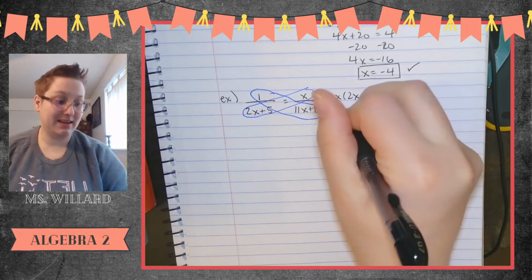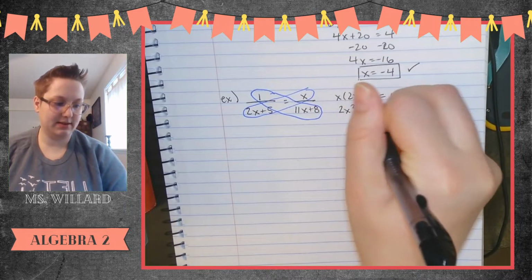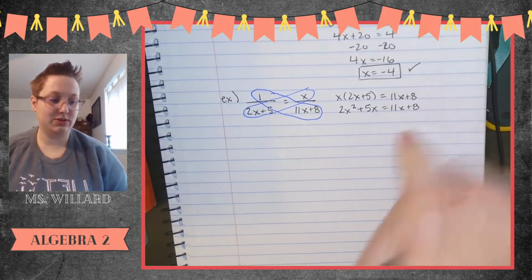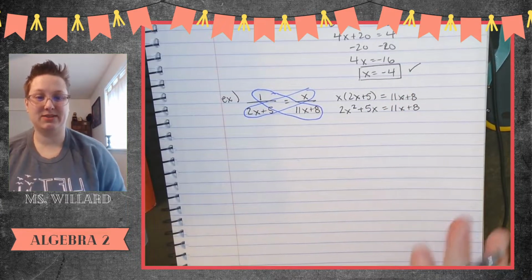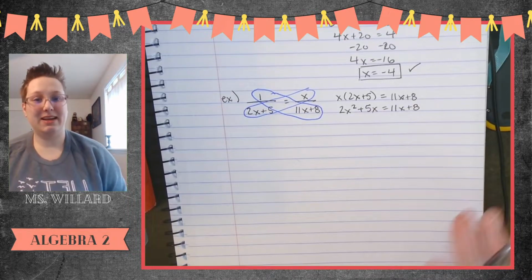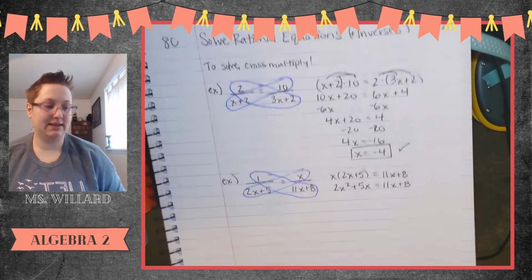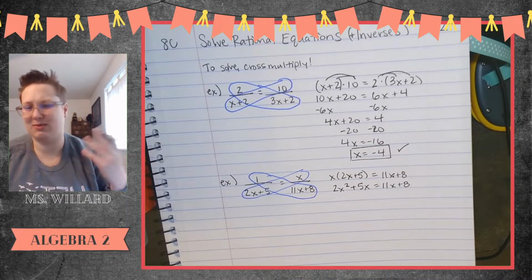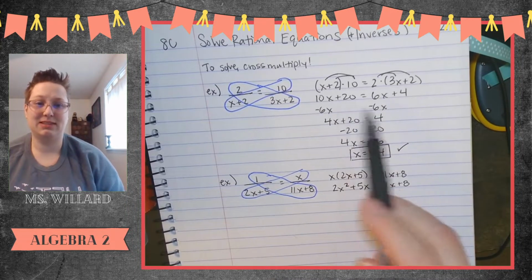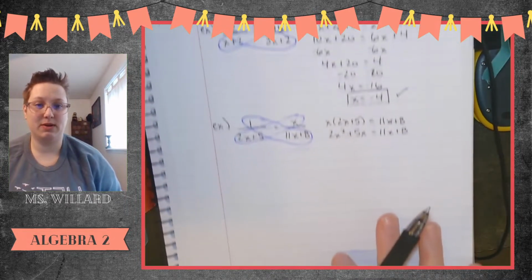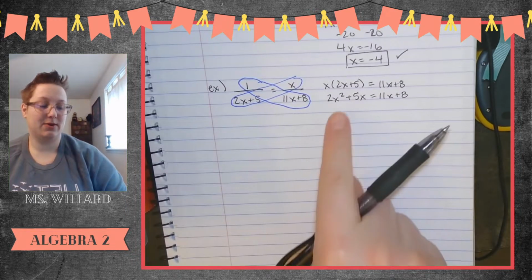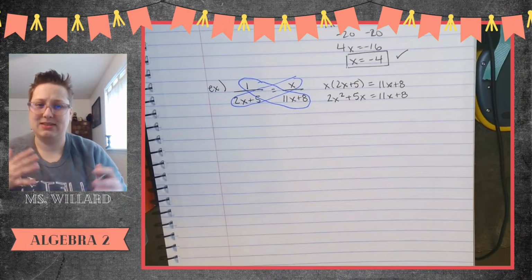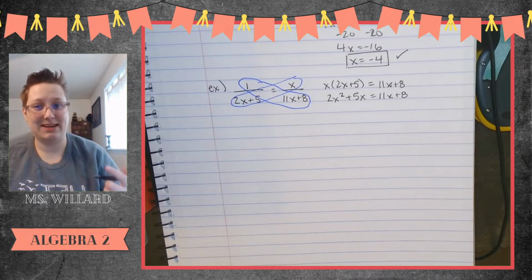If I distribute this x, I get 2x squared plus 5x equals 11x plus 8. So I have an x squared, so I probably have 2 answers. Let's just see what they are. Now, in the last one, I only had normal x's, no x squareds, no x cubed, no x square roots. So I just solved this with normal algebra 1 level. This one, because I have an x squared, I have to solve it according to when we did quadratics. So I need to move everything to one side so that it equals 0.